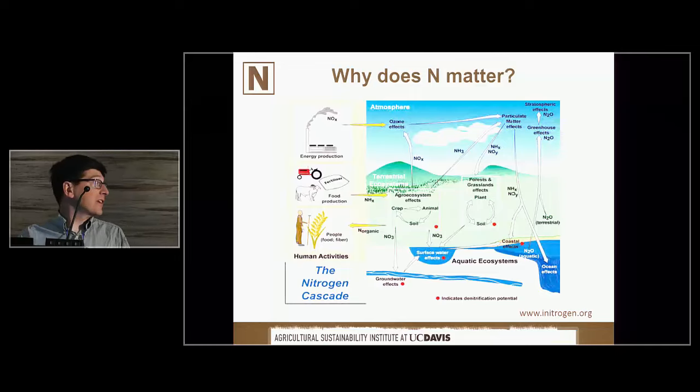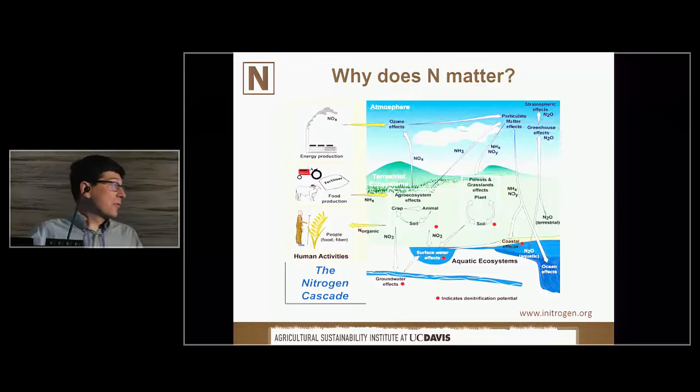And so whether the fixation happens intentionally for production of fertilizer and food production, or by the growing of leguminous crops, or unintentionally through the burning of fossil fuels and the production of NOx and ammonia and N2O from that, there's the potential for it to leak out into the environment where it can cause problems both in the air and surface waters and in groundwater.